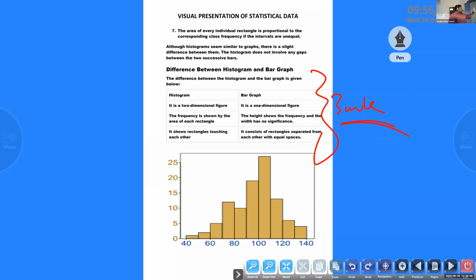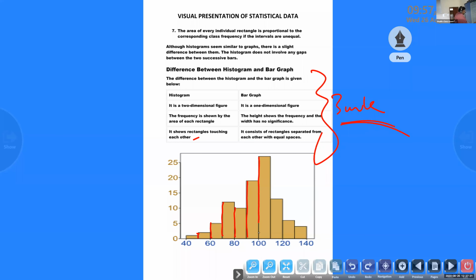In the case of a bar graph, the height shows the frequency and the width has no significance. That's up to our idea. We can take any width; we are able to use any measurement to draw the figure. But in the case of a histogram, both the height and width matter. Accurate measurement is necessary there. The third difference: a histogram shows rectangles touching each other. You can see here the rectangles are touching each other. There is no gap between the rectangles.